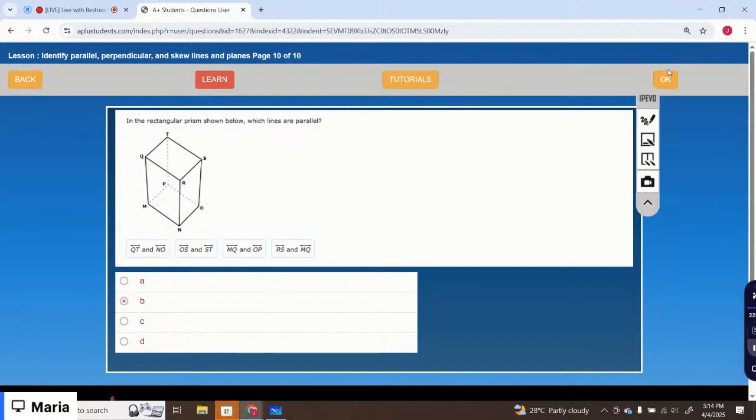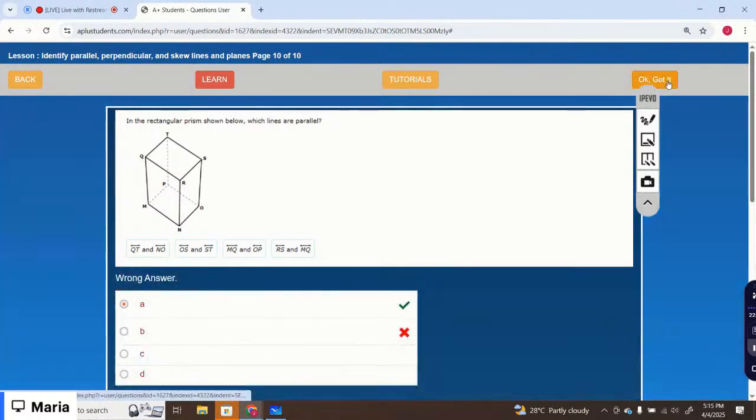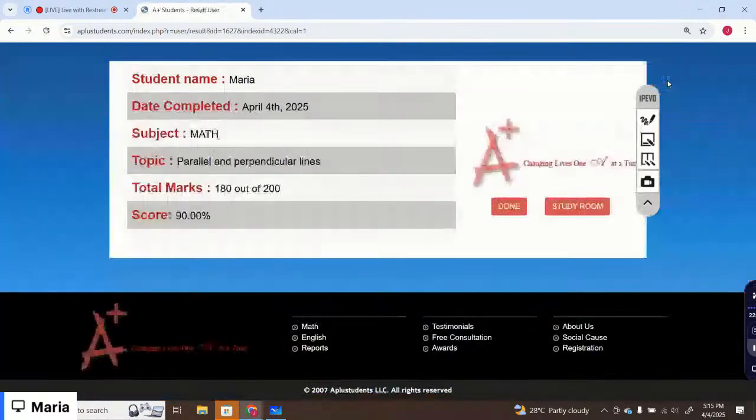Okay, we are done with the lesson. Let's just move to the next lesson. A is the correct option. QT and NO. Yes, option number A are the parallel lines. Sorry. Okay, we are done with the lesson. Let's move on to the next lesson.